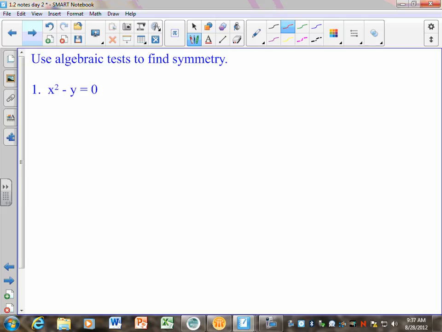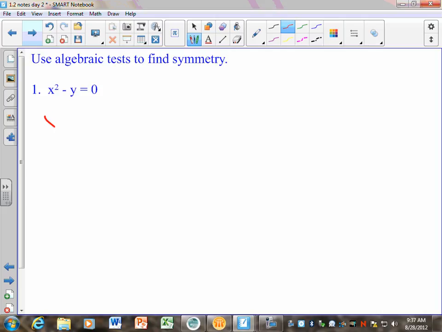Notice it says use algebraic tests to find symmetry, which means they're not wanting you to graph this. They want you to use those rules. And the biggest part is remembering it. I always feel like on a quiz or a test, you don't need to memorize all those. Just think about it: if it's the x-axis, I'm flipping it over, what's changing? It's really easy to remember that way.